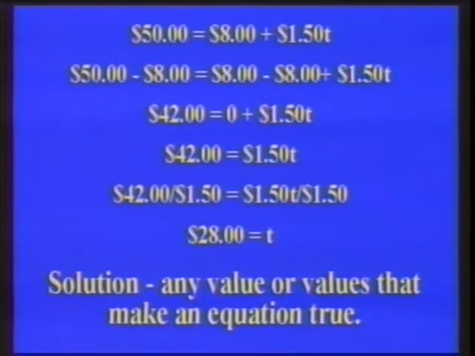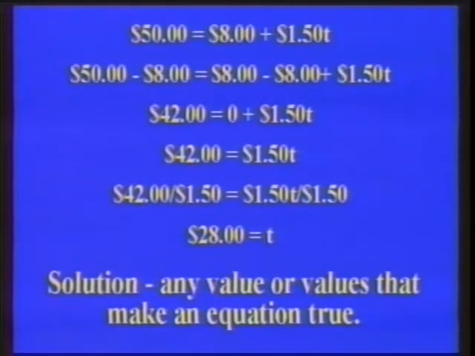T equaling 28 is what's called our solution. A solution is any value or values that make an equation true. In our case, we verified that Sean can indeed buy 28 tickets on a budget of $50 by having used the equation method, the equation solving method.